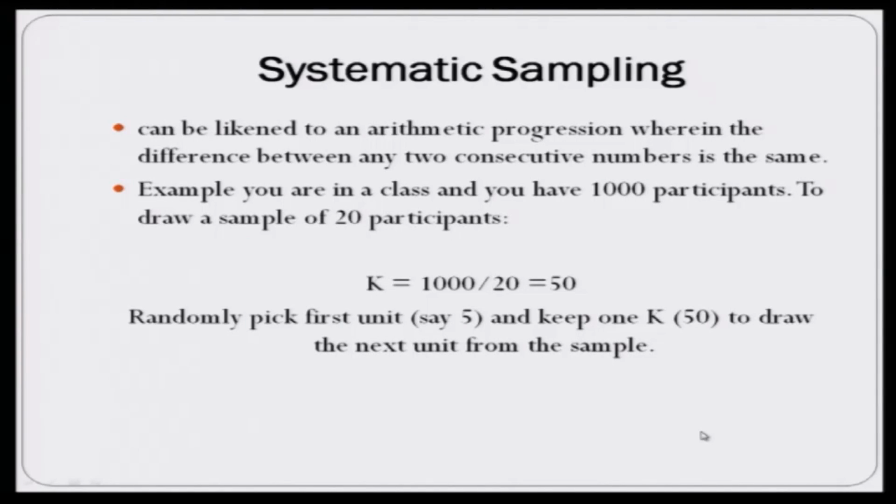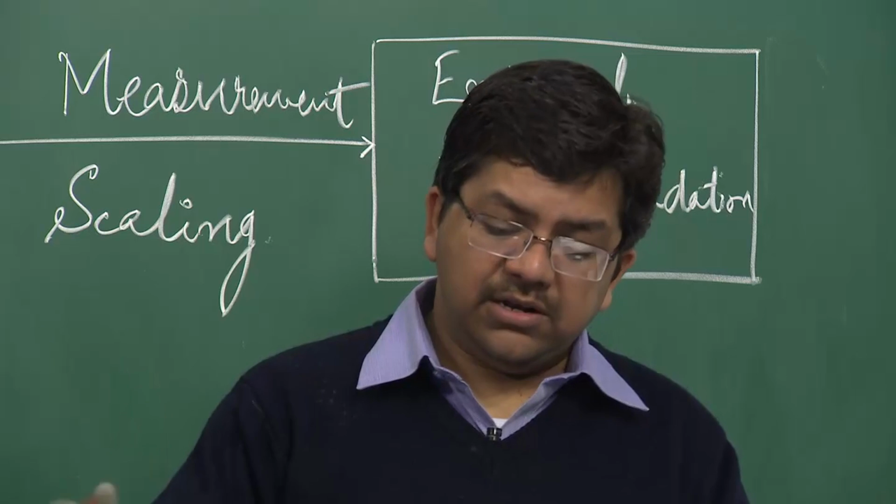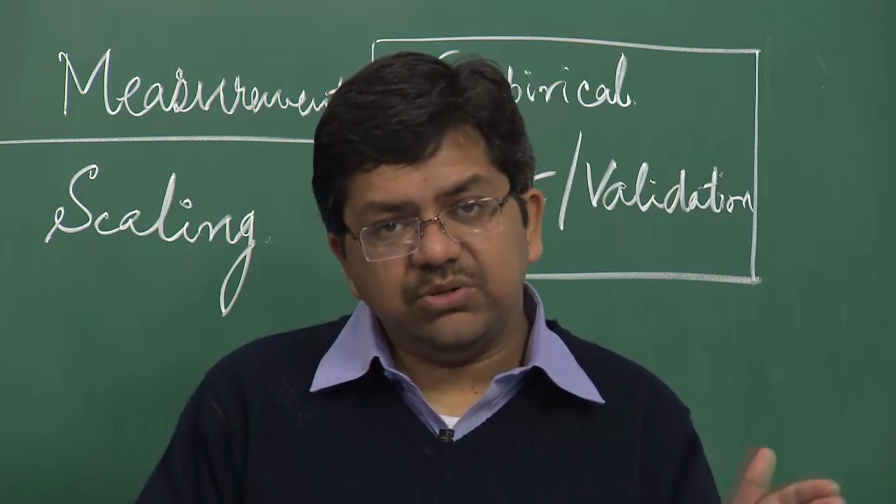The next type of probability sampling is systematic sampling. A parallel can be drawn to an arithmetic progression, wherein the difference between any two consecutive numbers is the same. I will explain what it is. Suppose you are in a class and you have 1000 participants. To draw a sample of 20 participants in this class, you find that this number k comes out: out of 1000 you have to select 20, so once you have selected one unit, the next participant should be 49 participants after that. So, the next unit will be the 51st unit from that.